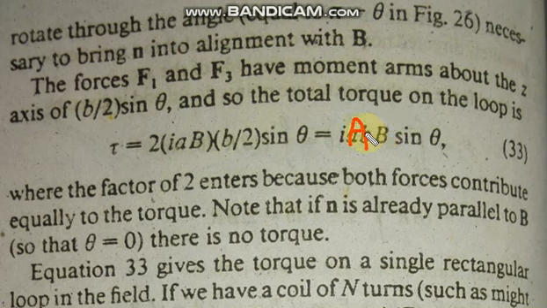So the torque will act on the loop as long as the normal to the area is not aligned with B. So the action of the torque is to align A with B, in other words, to align the unit normal n to A with B. When the unit normal n aligns with the field, the torque stops acting because theta becomes 0, and there will be no torque acting on the loop which is aligned parallel.